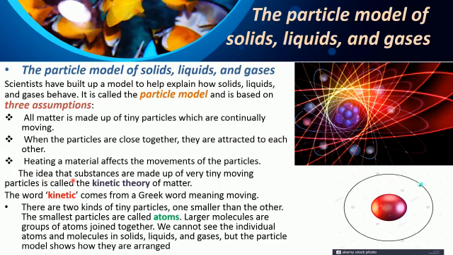The idea that substances are made up of very tiny moving particles is known as the kinetic theory of matter. The word kinetic comes from a Greek word meaning moving. There are two kinds of tiny particles, one smaller than the other. The smallest particles are called atoms. Larger molecules are groups of atoms that are joined together. We cannot see the individual atoms and molecules in solid, liquid and gases, but the particle model shows how they are arranged. You can see in the diagram.